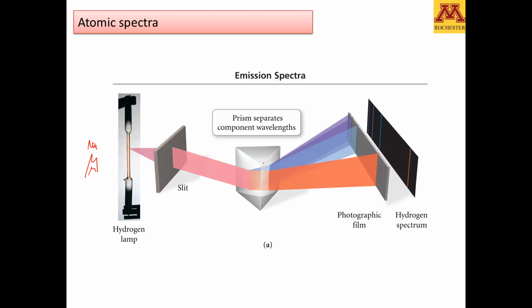You throw it through a slit and you send the beam of light through a prism so that you get the different wavelengths of light split on the projector, on the photographic film. What you see is a spectrum. So you will see a set of bars in here that correspond to different wavelengths or different frequencies of light. This spectrum is the fingerprint of the element. Each element has a different set of bars, has a different spectrum.